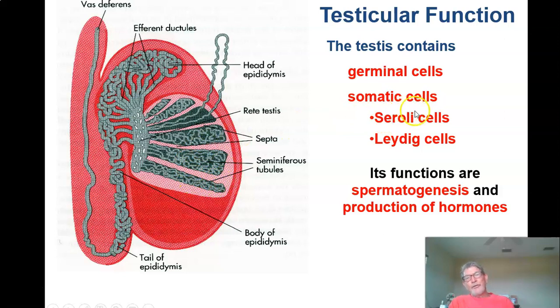Sertoli cells produce and support sperm production. And Leydig cells make testosterone. The Leydig cells are your androgen-producing cells. Your Sertoli cells are the sperm. Sperm, Sertoli, S, the Sertoli cells. Sertoli cells also will make anti-Müllerian hormone.